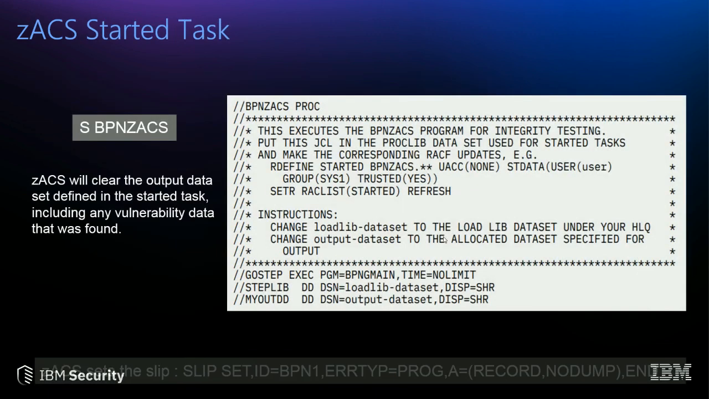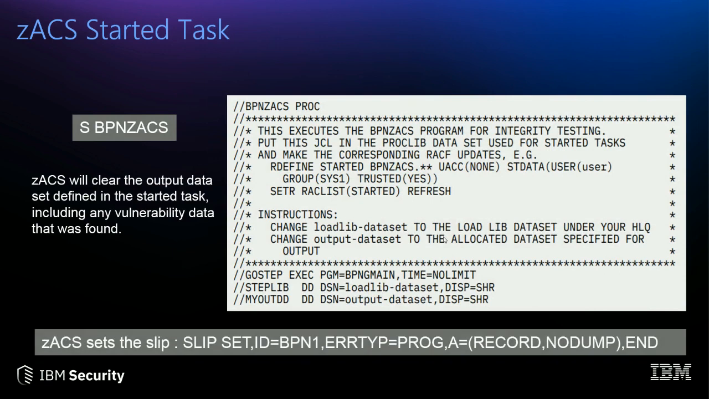Then you can start the tool, zACS, with your started task using the console command START BPN.ZACS. Okay. Starting this task will clear the output dataset defined in the started task, including any vulnerability data that was found. The tool sets the following SLIP when the task is started. This SLIP may override other SLIPs set on the system, obviously.